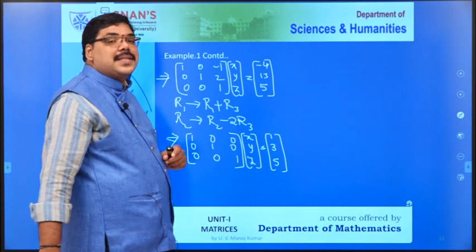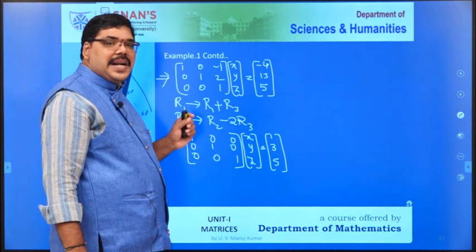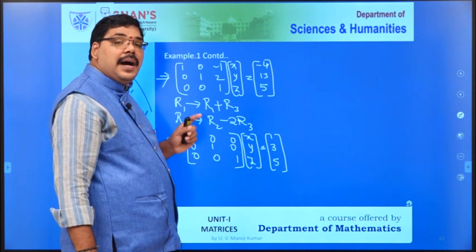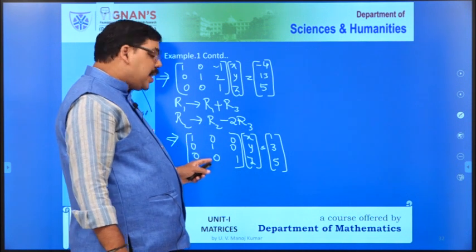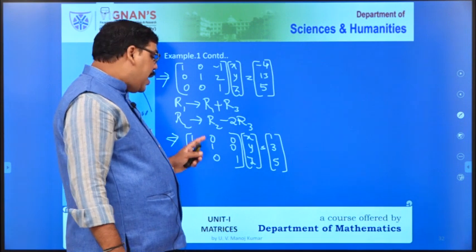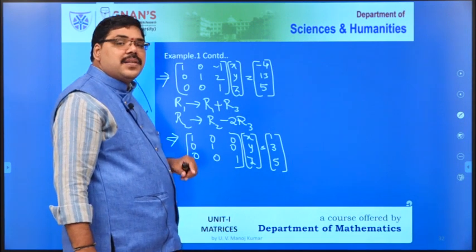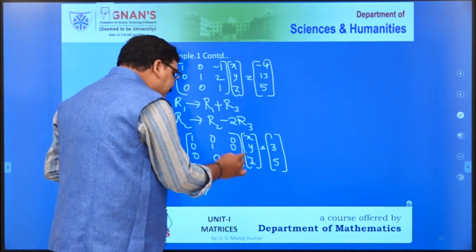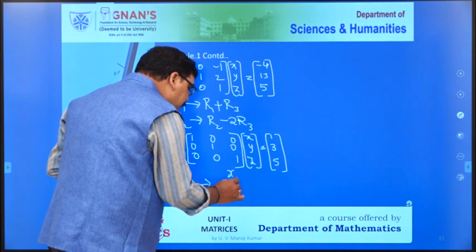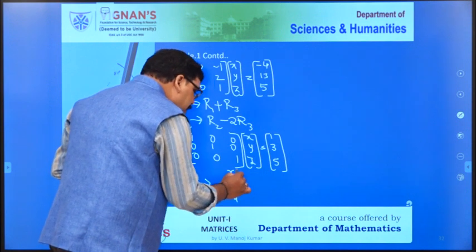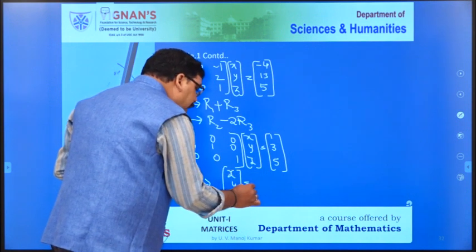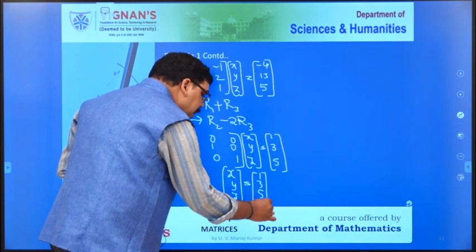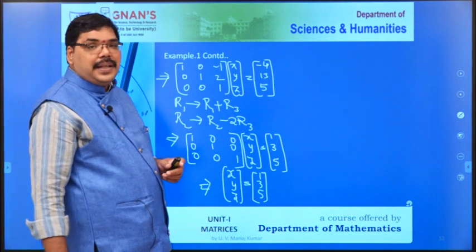What is this matrix? This is matrix A, but after reduction into normal form it is becoming an identity matrix. So identity matrix into any matrix, what will I get? xyz is multiplied with the identity matrix, so the result will be xyz itself. So I got the solution directly without any back substitution, and the solution is 1, 3, 5.